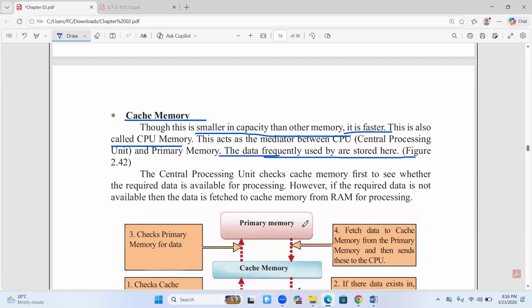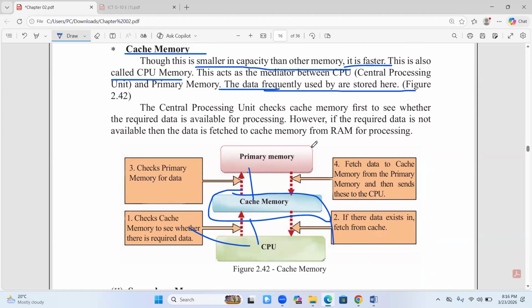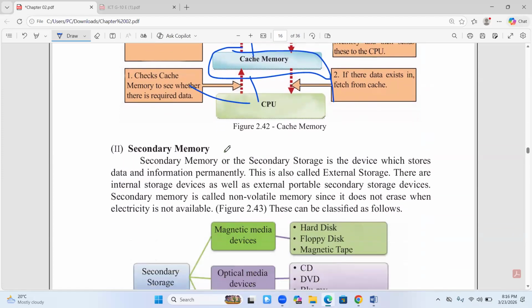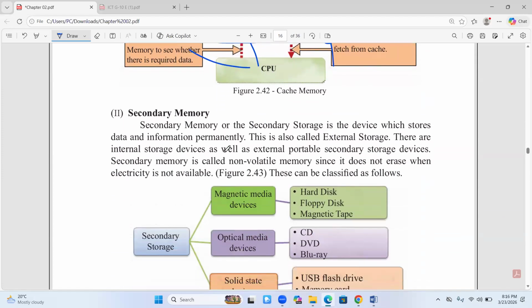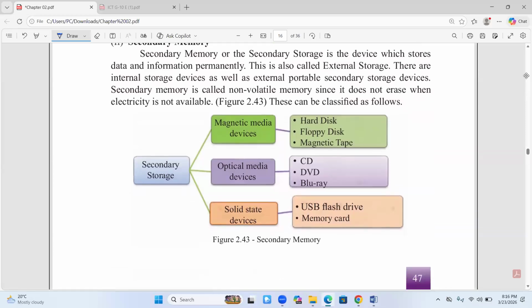Okay, right. So this one works as an intermediator between primary memory and the CPU, which is frequently used by the computer. Right. Then we have the second type, called the secondary memory of the computer.